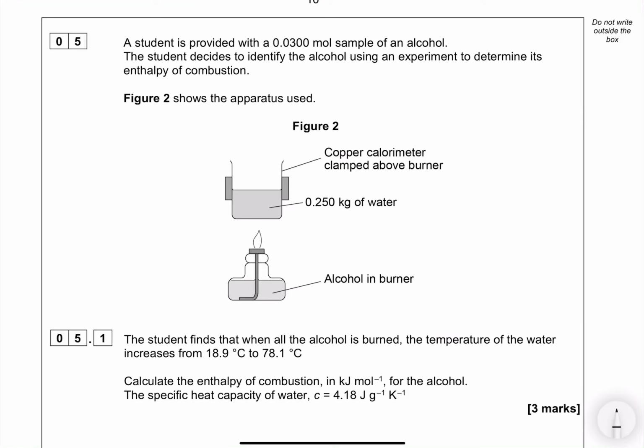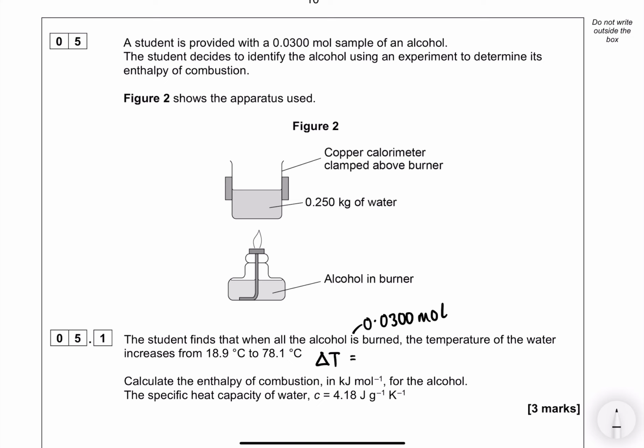A student is provided with a 0.03 mole sample of an alcohol and decides to identify the alcohol using an experiment to determine its enthalpy of combustion. Figure 2 shows the apparatus used. The student finds that when all the alcohol is burned, remembering that that was 0.0300 moles, the temperature increases from 18.9 to 78.1. So let's work out what that change is.